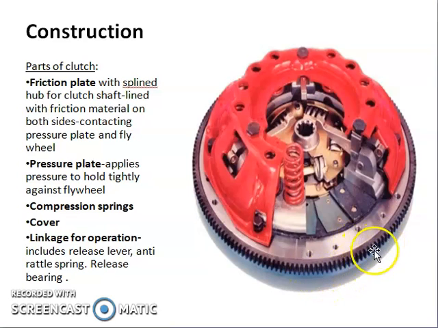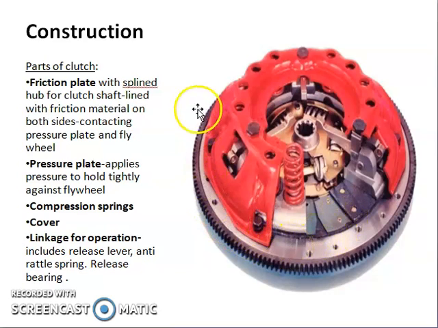and you can see the ring of the flywheel, and this friction plate will be held against the flywheel by pressure plates. These pressure plates are heavy and they are called pressure plates because they exert pressure on the friction plate to hold it strongly against the flywheel. And then you can see the compression springs. These compression springs again exert pressure on the pressure plate. And then you can see the cover.